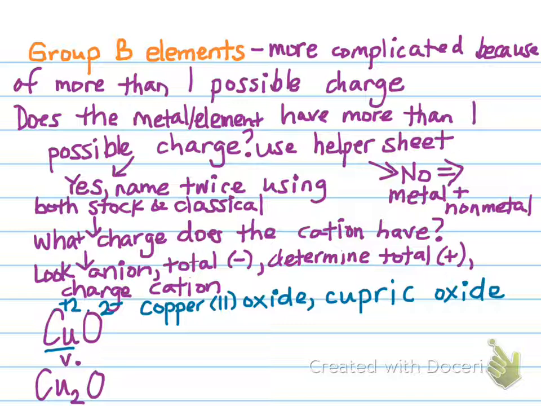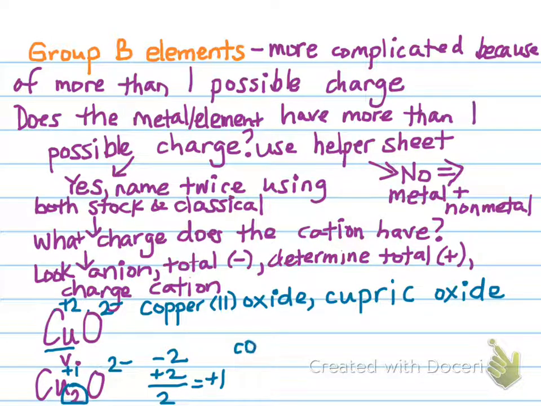So again, I look at my anion, which is oxygen. Oxygen has a charge of -2 because it has 6 valence electrons, so it's easier to gain 2. So my total negative charge is -2 now. Now, my total positive charge has to be +2, but notice this time I have 2 coppers. So that +2 charge is divided by having 2 coppers, which means each copper has a charge of +1. So this is copper with a +1 charge.